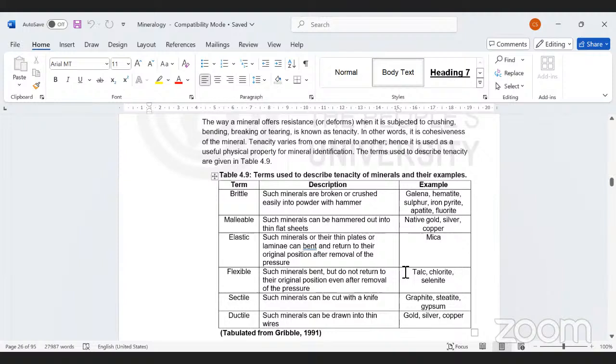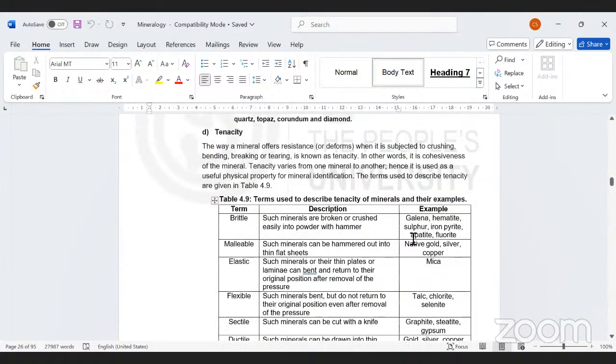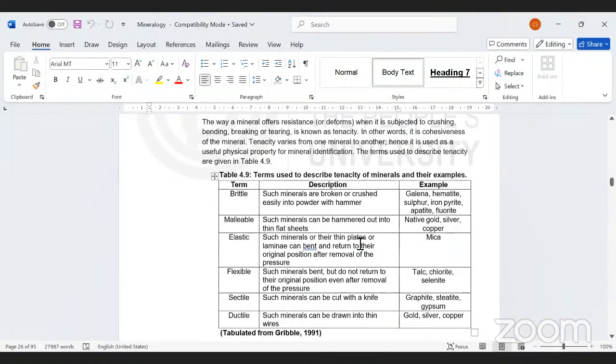The next property is tenacity. Tenacity is whether the mineral has a breaking, bending or tearing property. Different minerals have different tenacity properties. The terms we use are brittle or malleable, elastic or flexible, sectile or ductile. These terms are useful for describing mineral tenacity, and we will explain that.